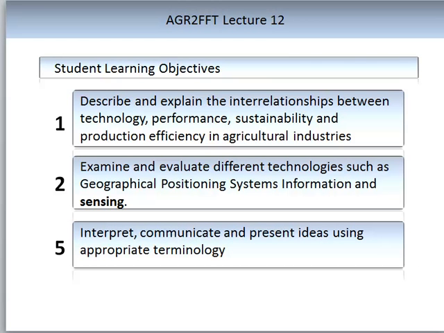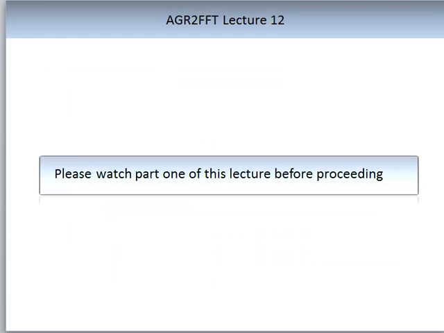There are 3 student learning objectives for this lecture. You will describe and explain the interrelationships between this particular technology and production efficiency in agricultural industries. We will look at sensing, as in student learning objective number 2, and we will touch on some of the appropriate terminology and communication processes for this technology.